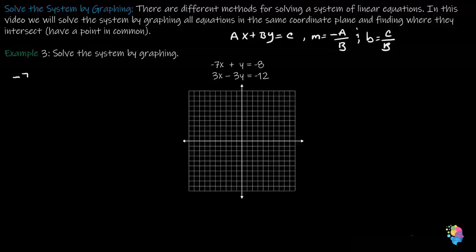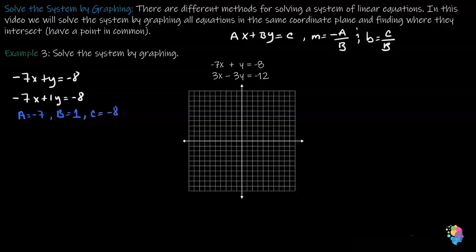So let's bring our first equation. The first equation is -7x plus y is equal to -8. Because y doesn't have a coefficient, I'm going to write a 1 to help me find a, b, and c. Now we have it. a is equal to -7, b is equal to 1, and c is equal to -8.